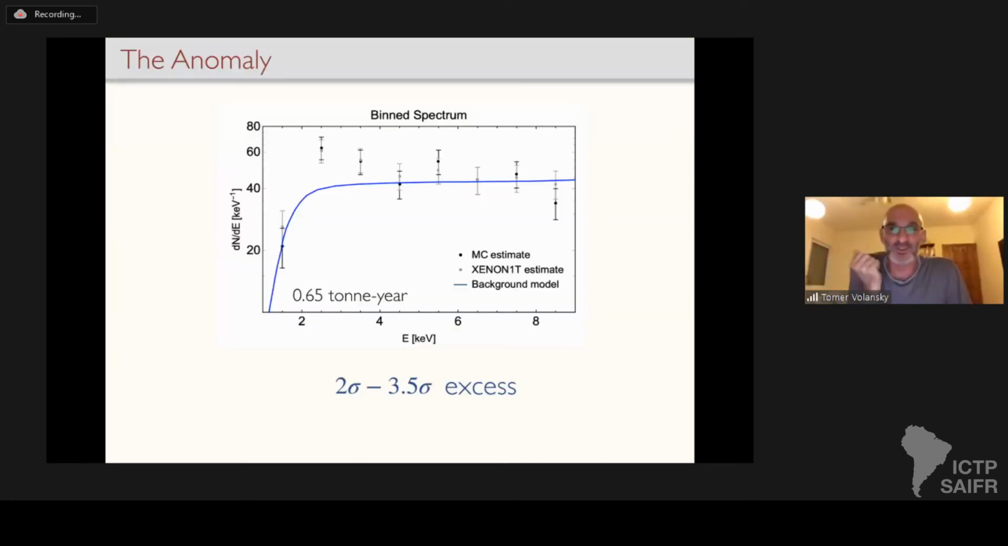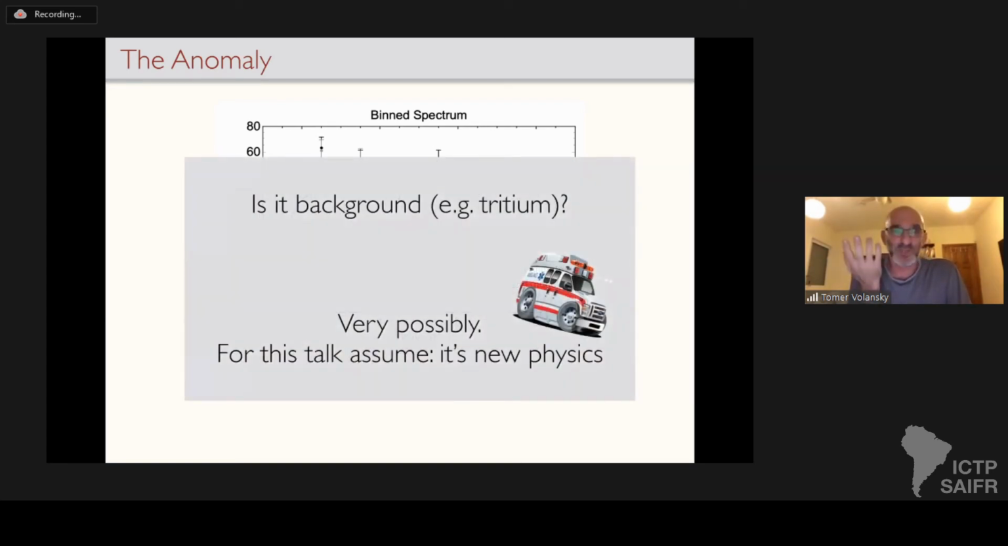So the Xenon-1T anomaly, bottom line, Xenon just measured electron recoil events, and they see some excess of events between 2 to 4 keV. It could be an excess anywhere between 2 to 3.5 sigma, depending on what you actually fit. But it got the community excited that maybe something is going on here. We heard a little bit about it 2 days ago. Of course, it could be backgrounds, but again, we are all about chasing ambulances. So let's just assume this is new physics and ask what can it be.